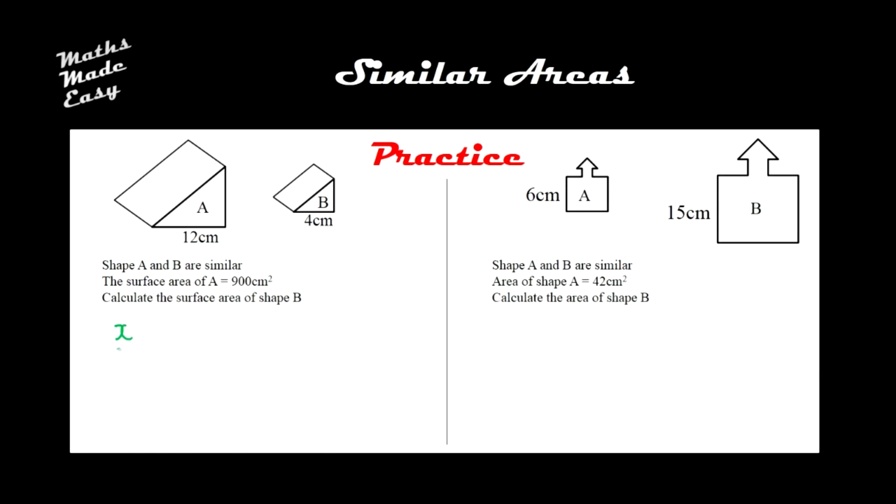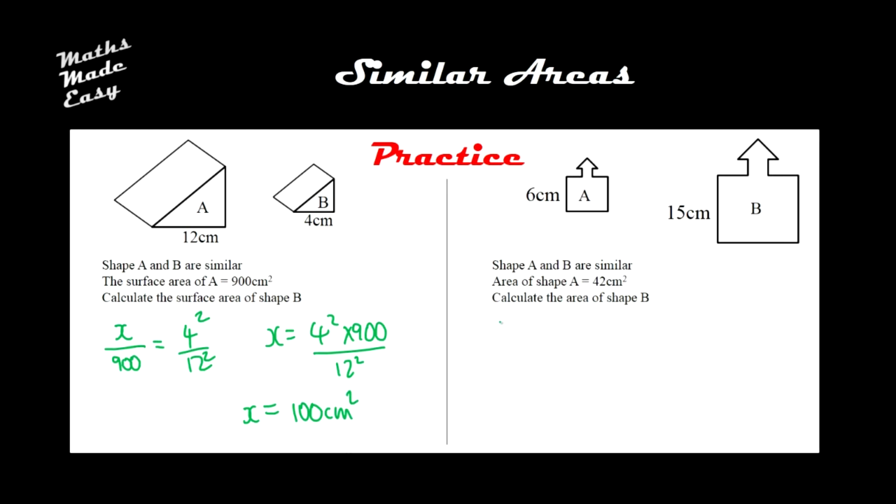Okay, for this first one we need to do x over 900, that's our area scale factor, and then you must be careful here, we're told the surface area of A and we're finding out the surface area of B, so it's actually 4 over 12. This way around, because on the top I've got my smaller numbers and on the bottom I've got my larger numbers, and then we must square the length scale factor, so x will equal 4 squared times 900 divided by 12 squared, and when you type this into a calculator it should come out as x equals 100 centimeters squared.